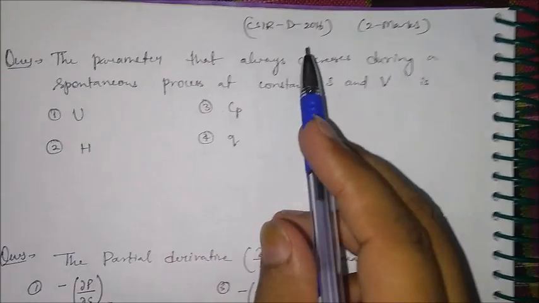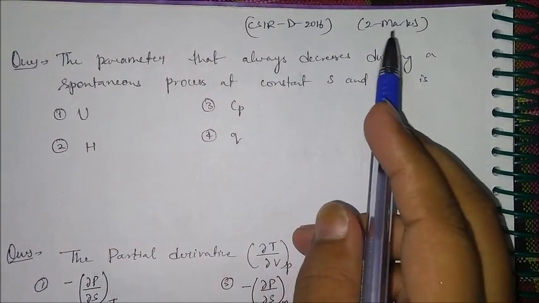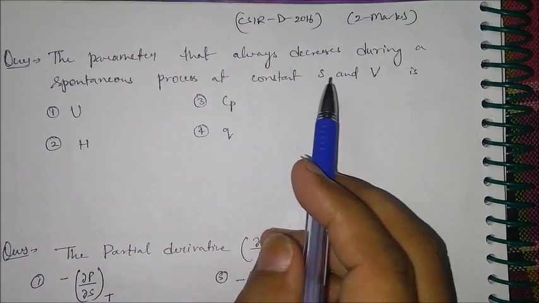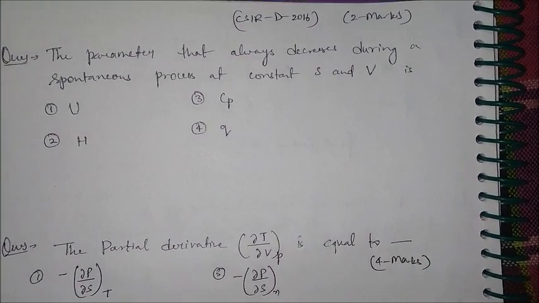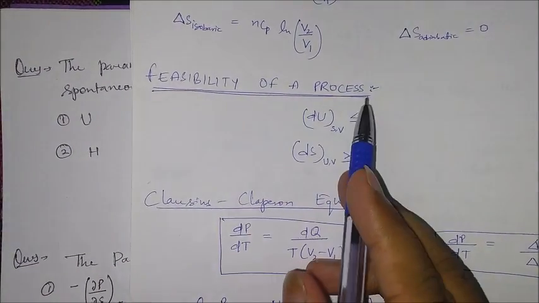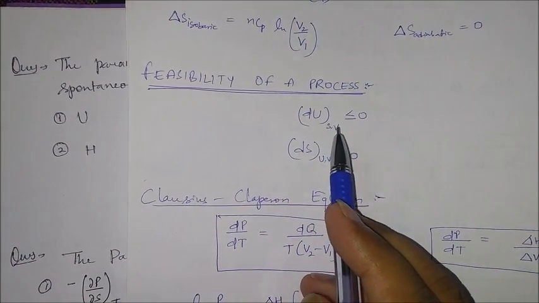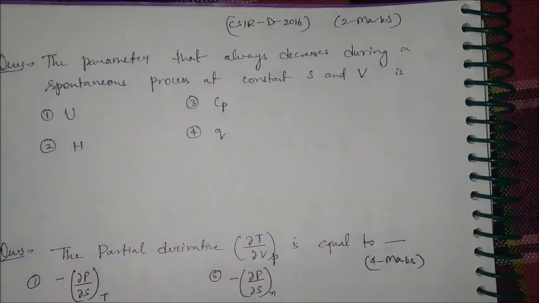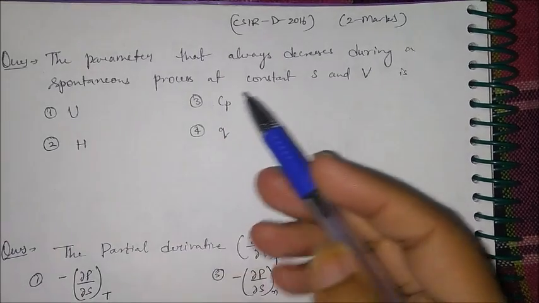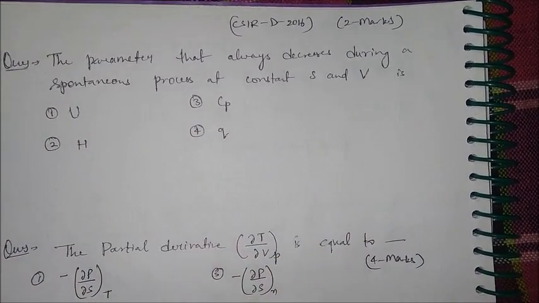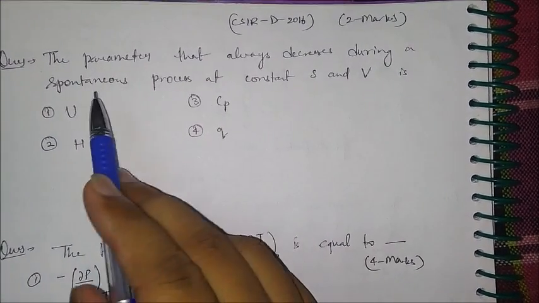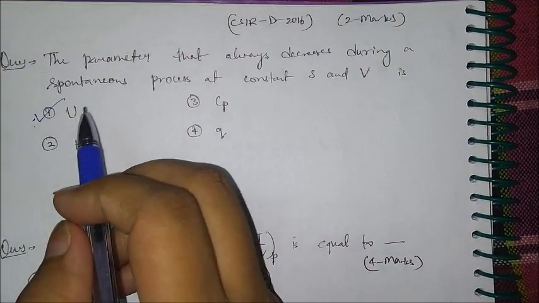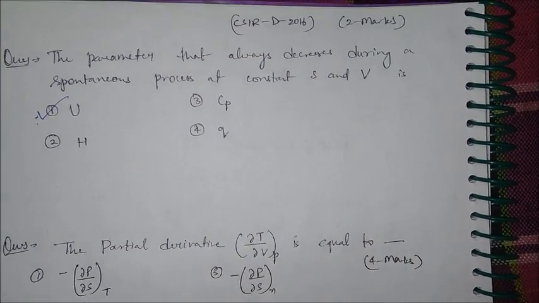Okay, so the next question is from CSIR December 2016 for 2 marks. It says: the parameter that always decreases during a spontaneous process at constant S and V is? Now from the notes which I gave you, it was written that for feasibility of a process, dU at constant S and V is less than 0. That means it always decreases. And feasible reaction means spontaneous reaction. So for that we'll use that only. So U will always decrease during a spontaneous process.